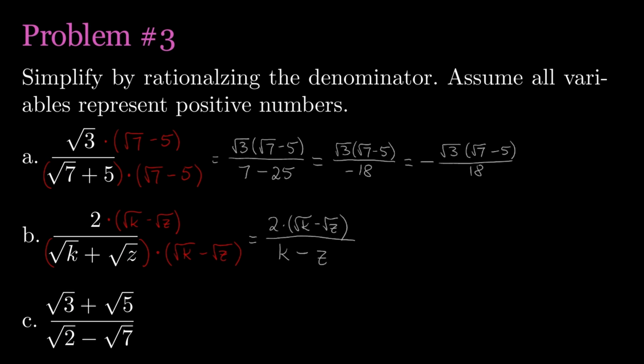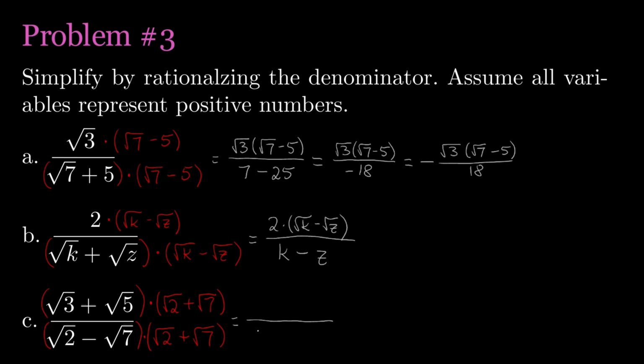And then in part C, we also have two square roots, and the conjugate is the square root of 2 plus the square root of 7. We multiply it into both the denominator and the numerator, of course. I put this extra parenthesis to make sure I multiply things out properly if needed.